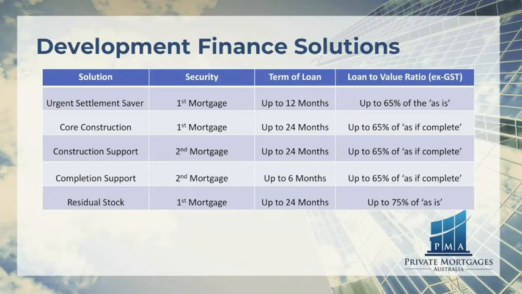Now, completion support's a little bit different. It is secured by a second mortgage on the project. It's usually for a very short period of time, and it's really there just in the event of a cost overrun. The end is in sight. They just need to get it done, and they need a little bit more cash to go into the project.